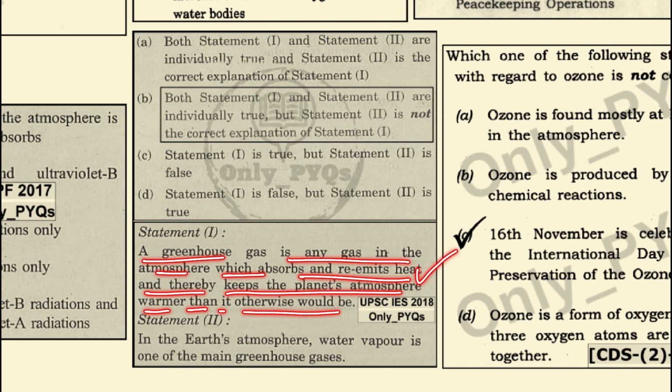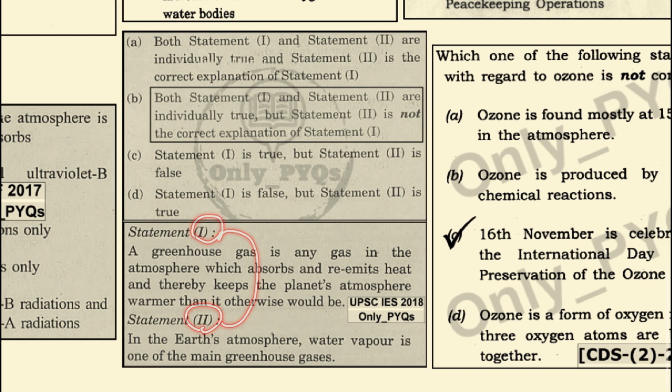Yes, this is an absolutely correct statement. In the Earth's atmosphere, water vapor is one of the main greenhouse gases. This is also a correct statement. But statement 2 is not the correct explanation for statement 1.